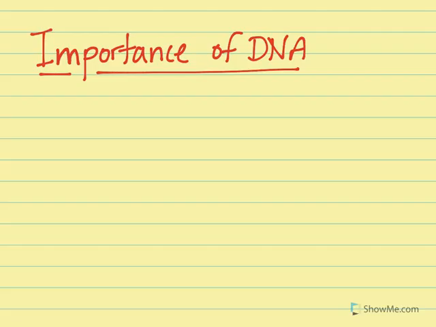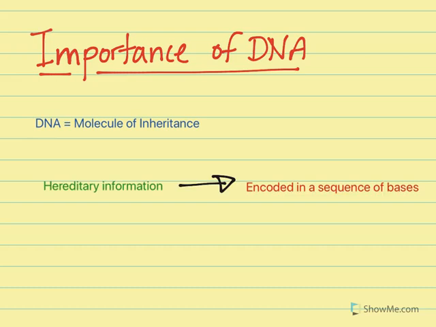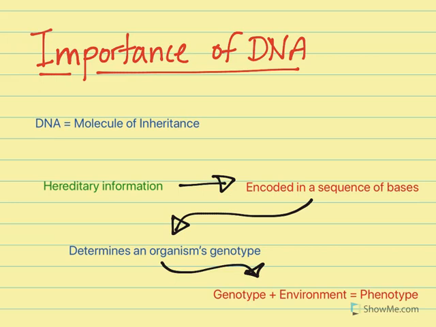So to finish off, if we have a look at the importance of DNA itself, DNA is the molecule of inheritance, and that hereditary information is encoded in a sequence of bases along the DNA strand. This determines an organism's genotype, and the genotype plus environmental effects equals an organism's phenotype. Phenotype is an organism's physical features and also its chemical state as determined by the proteins produced by its genes and their effect on the organism's metabolism.